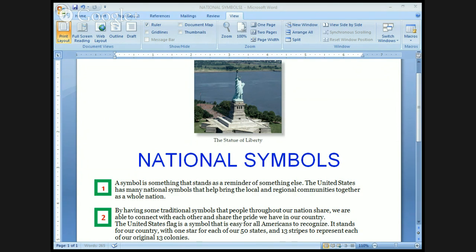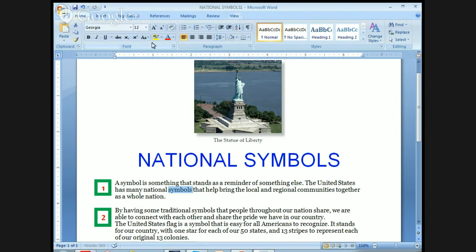Yes, because a symbol is something that stands as a reminder of something else. The United States has many national symbols that help bring the local and regional communities together as a whole nation. Very good. Are you able to see the word symbols that I just highlighted?